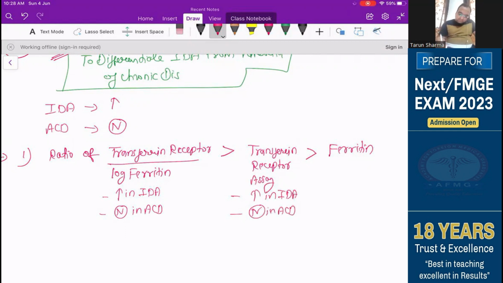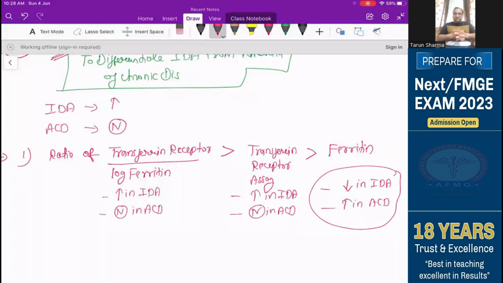While as far as ferritin is concerned, ferritin will be low in IDA while it will be high in ACD. And why it is high in ACD, I will tell you later. In ACD, in anemia of chronic disease, how it is increased. So that's why it is very, very important. Please remember how to differentiate anemia of chronic disease from the IDA.